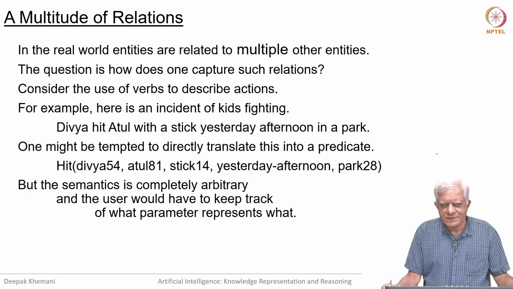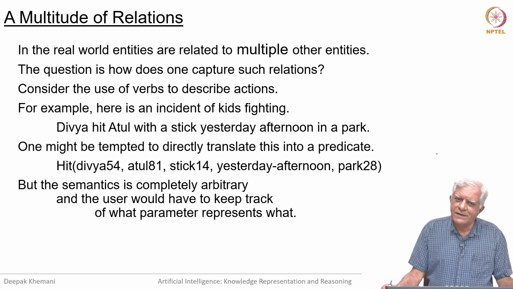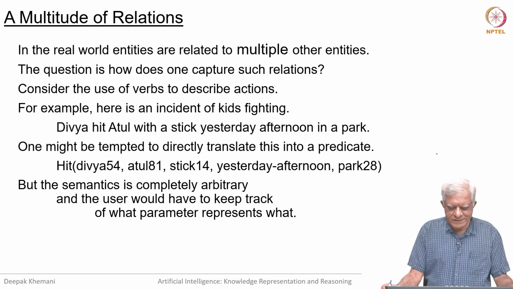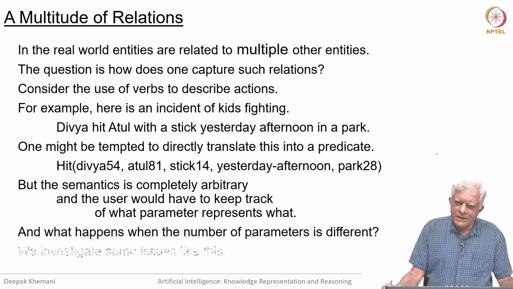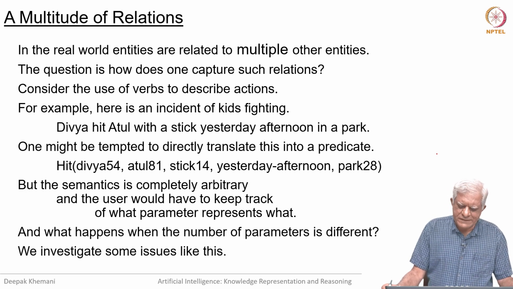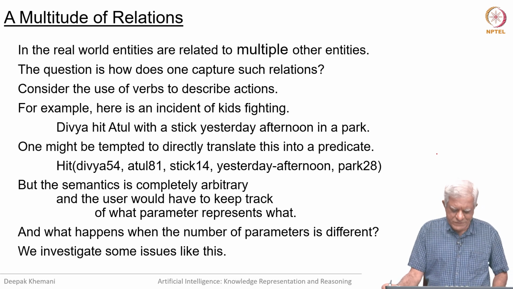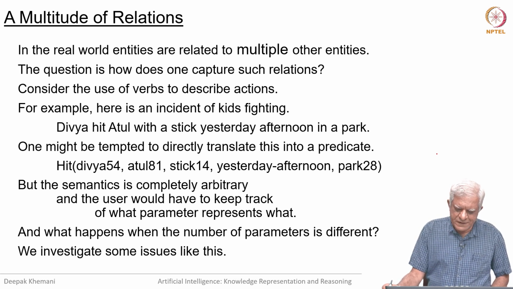Already we have seen earlier that when we define the son predicate, we have to be clear as to who is the son and who is the parent essentially. So, here the problem would be manifold. And what happens if we wanted to talk of different sentences? Supposing we did not want to mention the park, or we did not want to mention the time and things like that, how do we handle such things? So, let us look at some of these issues now.